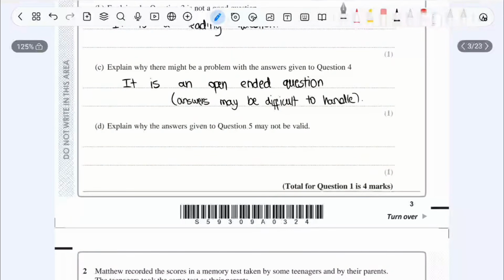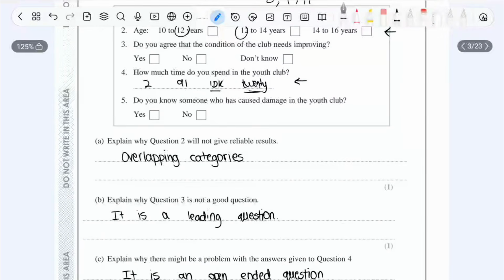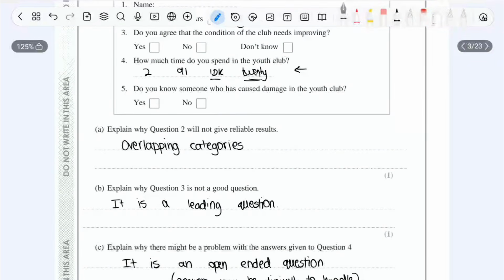Part D. Explain why the answers given to question 5 may not be valid. Do you know someone who has caused damage in the youth club? Well, if someone you know, perhaps your friend, or someone you don't want to snitch on, well, you're probably going to say no.